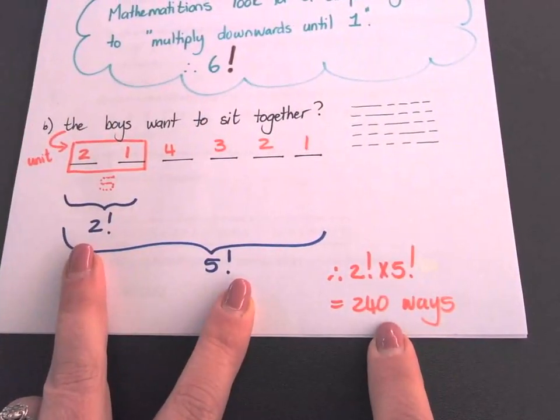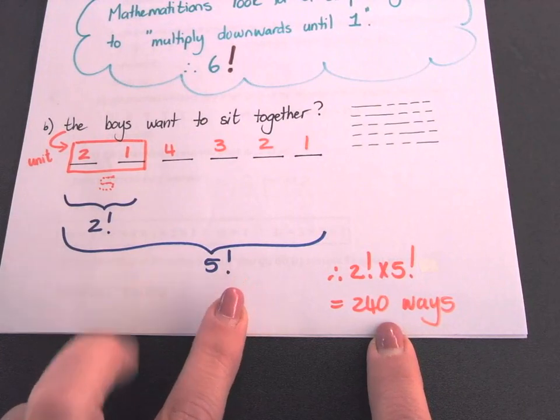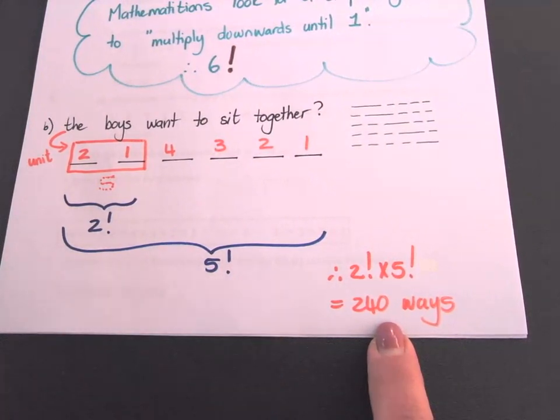So to get your answer, you multiply the 2 factorial with the 5 factorial, and you get 240 ways. So if the boys want to sit together, you can arrange the children in 240 ways. Everybody with me? Okay.